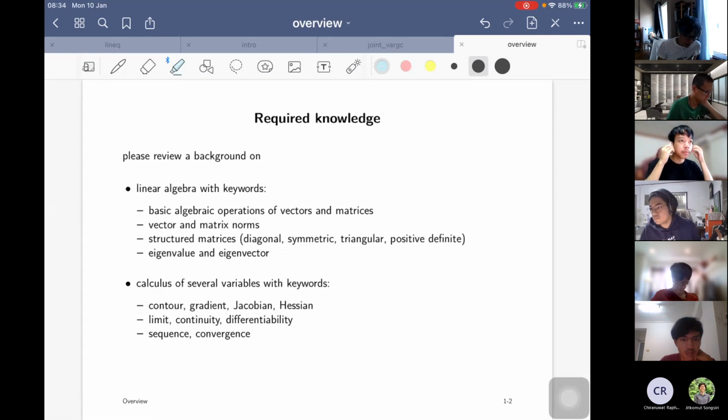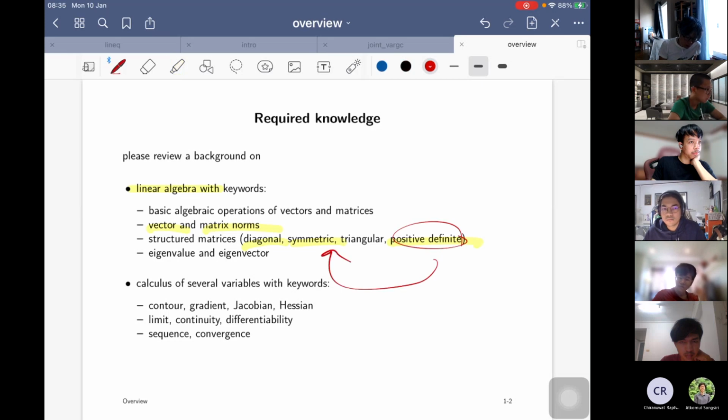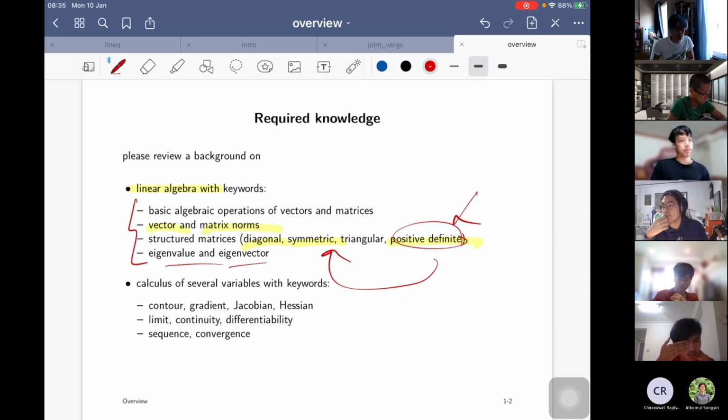In order to learn this class, I hope that you have a background in linear algebra. A lot of matrices here. So these keywords can be checked out before. If you don't know vector and matrix norms, please review. There are going to be many kinds of matrices, especially symmetric matrices and positive definite matrices. These will be discussed a lot, especially when we talk about quadratic programming, and eigenvalues and eigenvectors of matrices. All right. Please review. Some of the fundamentals in calculus are also required, especially at the beginning of the first few lectures.